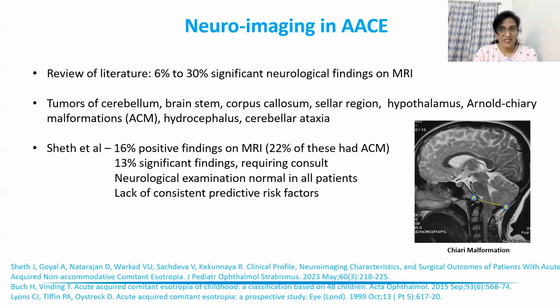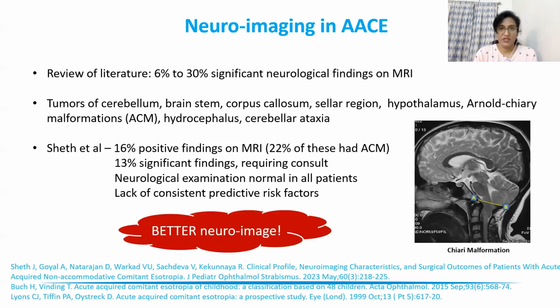What was also very interesting was that in all these 16% of the patients, the neurological examination was completely normal. So there was not any clear neurological sign or symptom that would have been picked up in these patients. And this paper also concluded that because there was lack of consistent predictive risk factors, it is always better to neuroimage in such cases. As I said, this paper said that 1 out of every 6 patients came up with a significant finding on MRI.